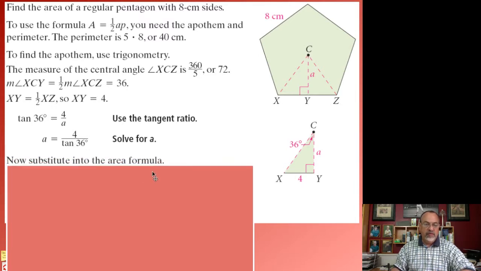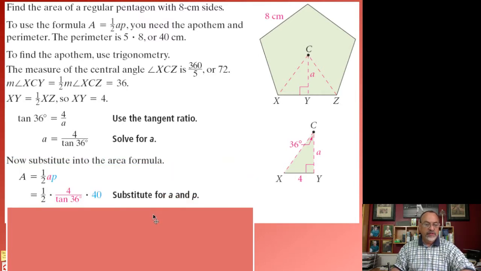our formula. So if we substitute in the formula, we have 1/2, and then we have our A, our apothem, which is 4 over tangent 36, times the perimeter. One side is 8, 5 sides would be 40. And so I have 1/2 times this apothem number, whatever it is, times 40. And now I can go ahead and do my arithmetic.